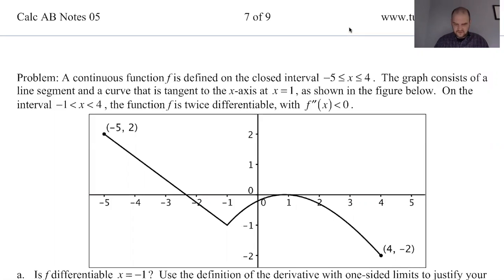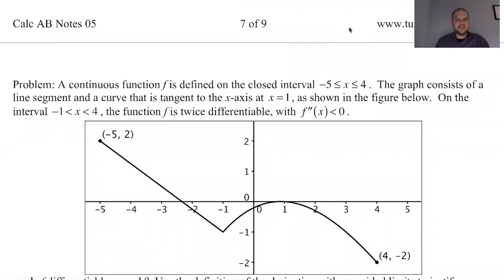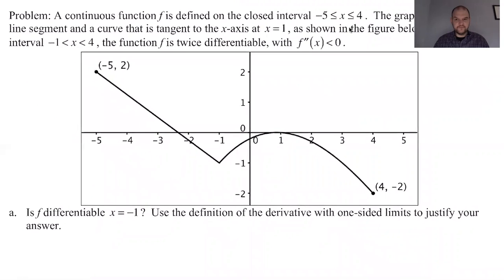All right, let's take a look at this problem. It says a continuous function f is defined on the closed interval from -5 to 4. The graph consists of a line segment and a curve that is tangent to the x-axis at x equals 1. Okay, you can see that in the picture. On the interval from -1 to 4, the function f is twice differentiable with f double prime less than 0. So I don't know, maybe that applies. Let's see what we're gonna do.